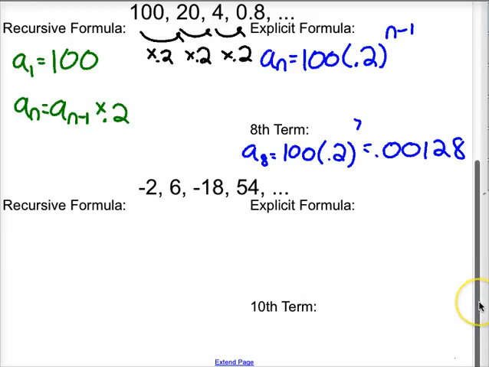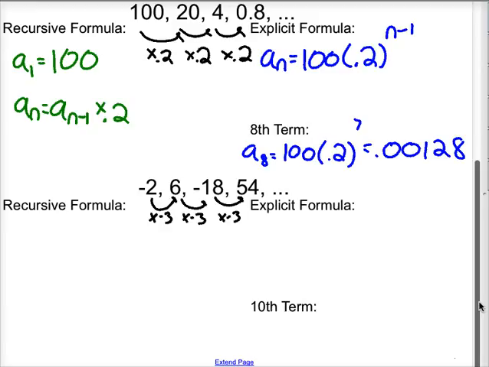Now, a neat thing I wanted to show you is look at this one: -2, 6, -18, 54. This is something we haven't seen yet. My signs are flip-flopping. Whenever my signs are flip-flopping, that must mean I'm multiplying by a negative. So here, I'm multiplying by a -3. Multiplying by a negative is how you can get your signs to flip-flop like that.